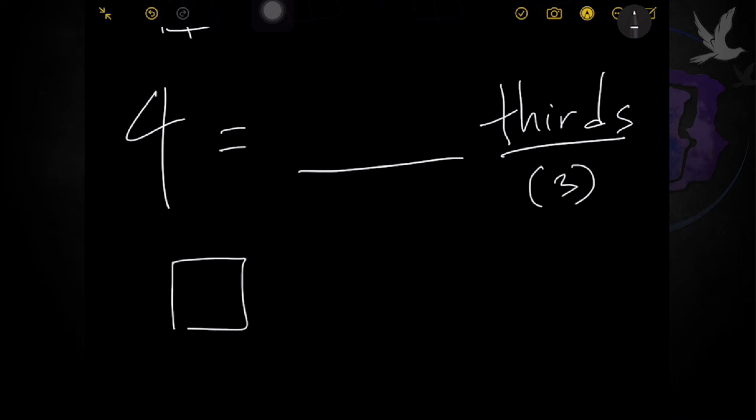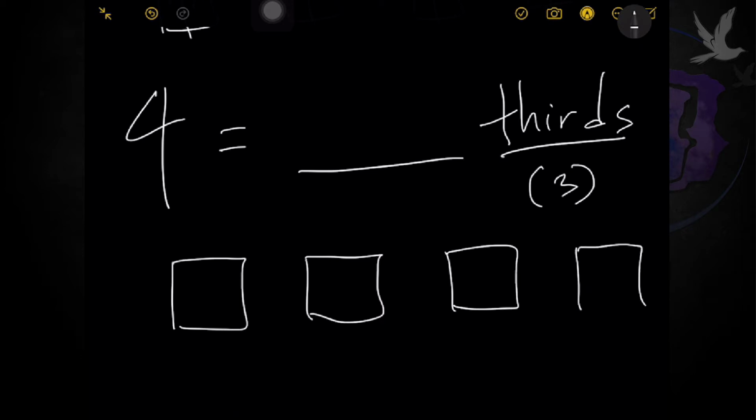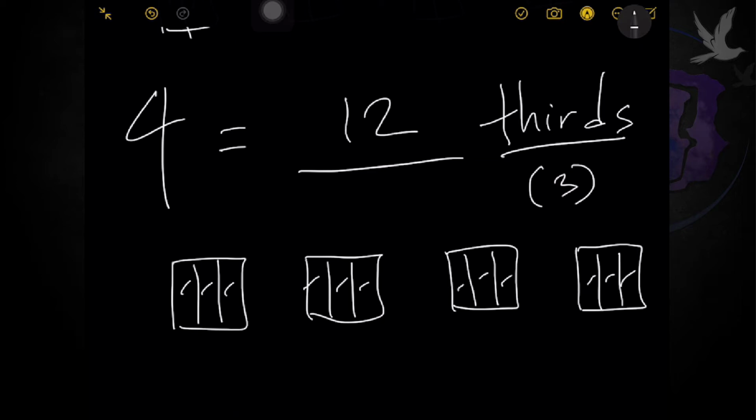So, if we have 4 equal units again, you are basically dividing each unit by 3. So, counting everything, all the units, 1, 2, 3, 4, 5, 6, 7, 8, 9, 10, 11, 12. So, you have 12 thirds.